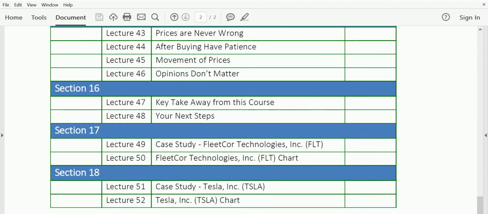Section 17 and section 18, we introduce two case studies of actual stocks. And so that's pretty much what's going to be covered in this class.